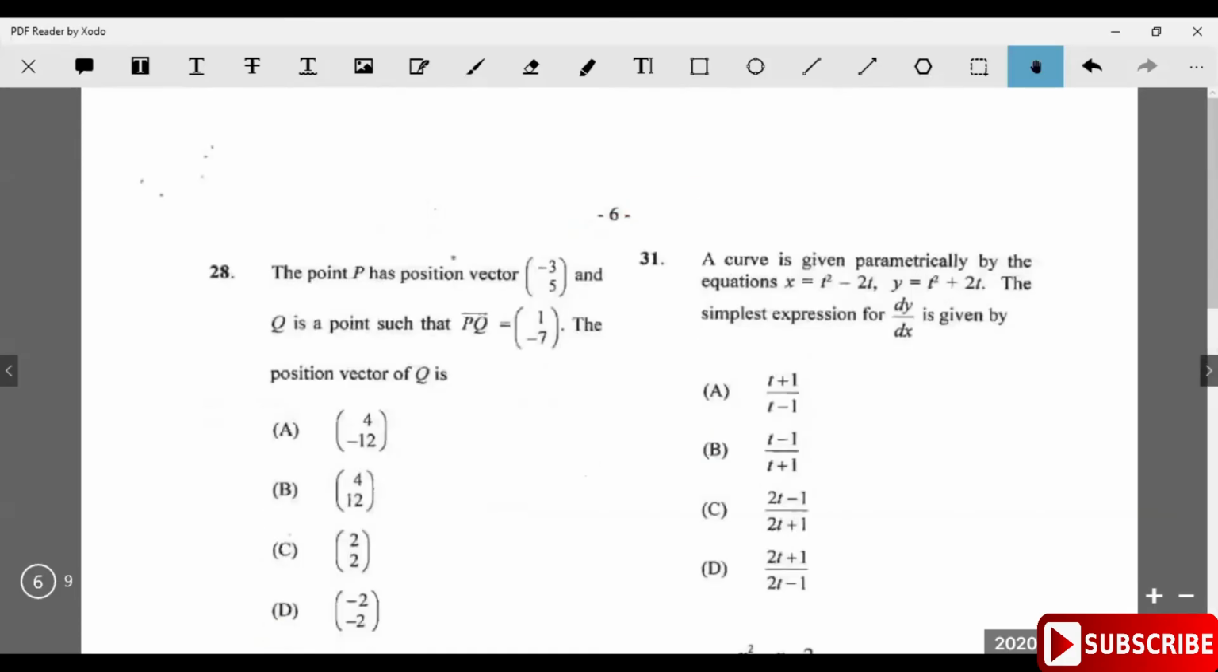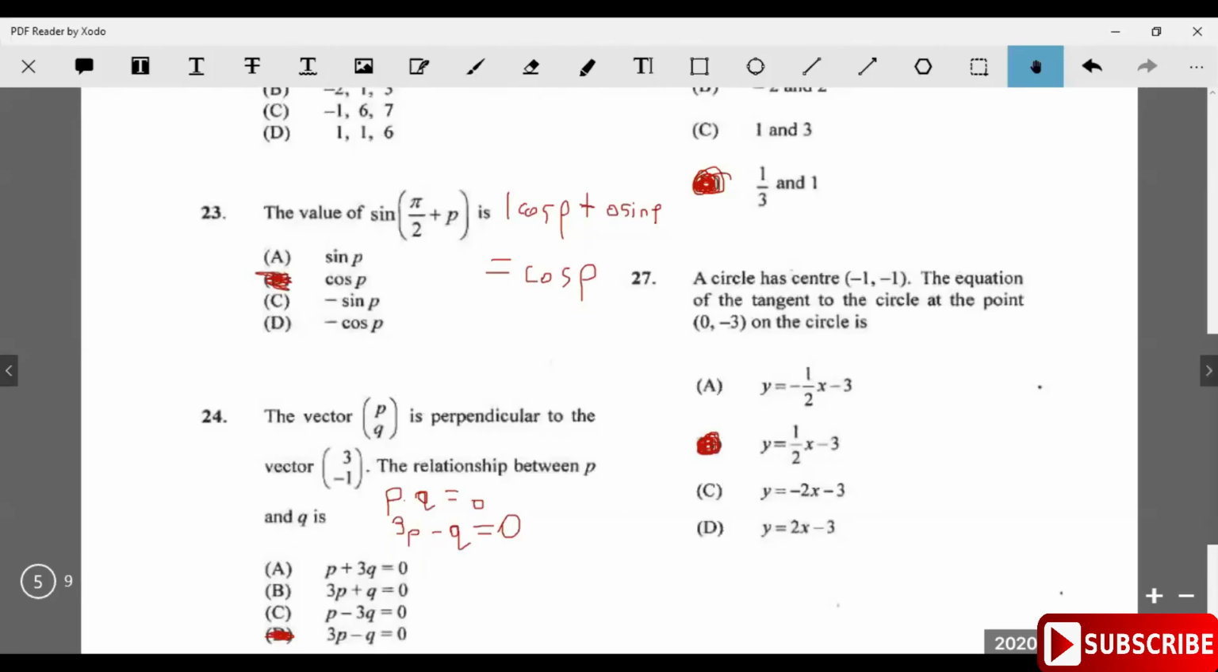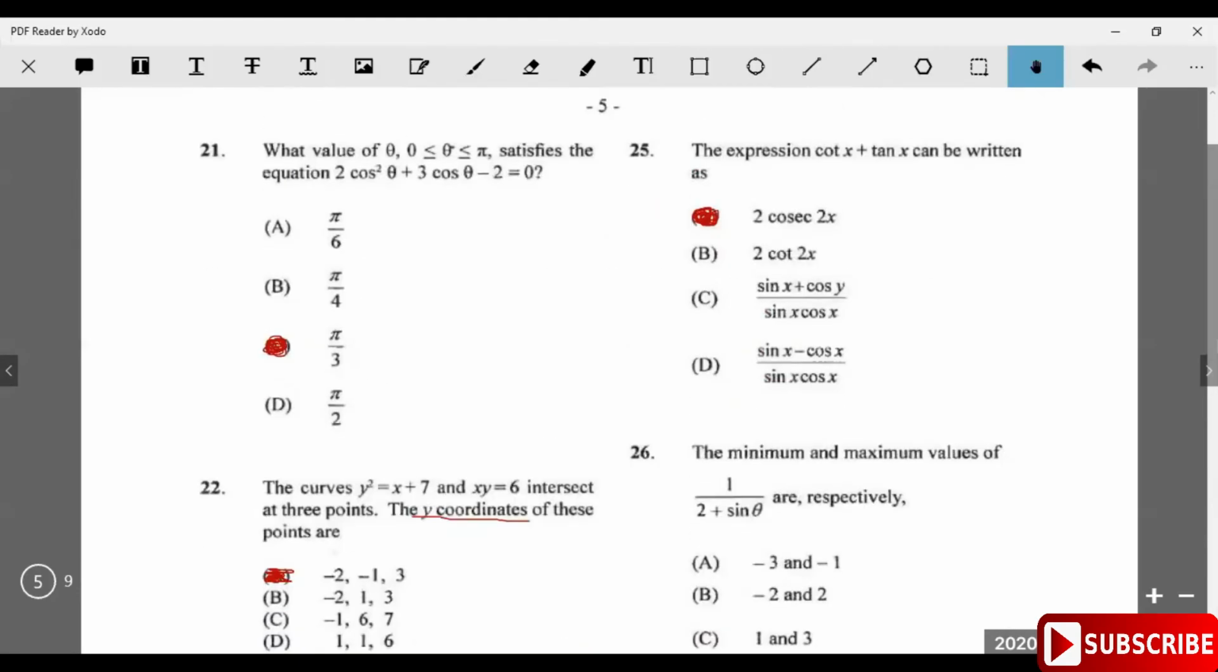Sarah, number 25? 25 is A. Thanks. All right.